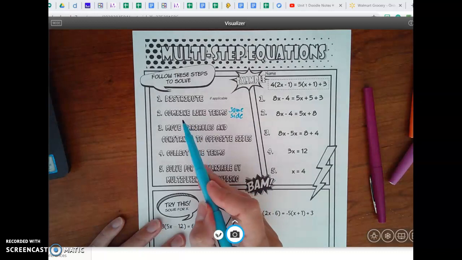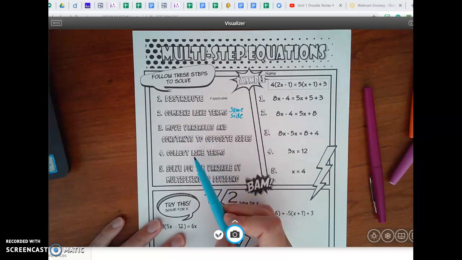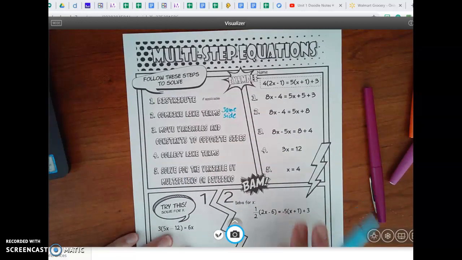Then you're going to move variables and constants. Constants are just the numbers to opposite sides. You're going to collect like terms, and then you're going to solve for the variable by multiplying or dividing. Remember that the whole idea is to get the variable all by itself. So here's an example that shows all the steps.